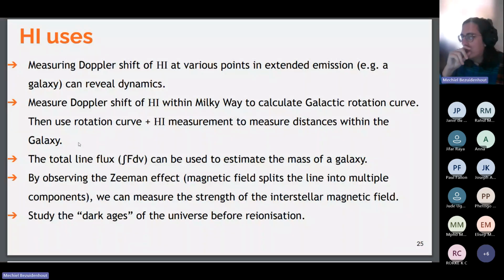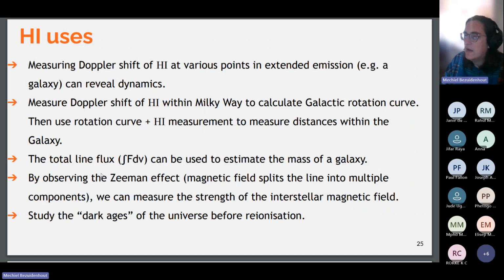You can also use the total line flux, which is the flux of the emission line integrated over its width, and it can give you an estimate for the total hydrogen mass in the galaxy, and you can then use that to estimate the total mass of that galaxy.